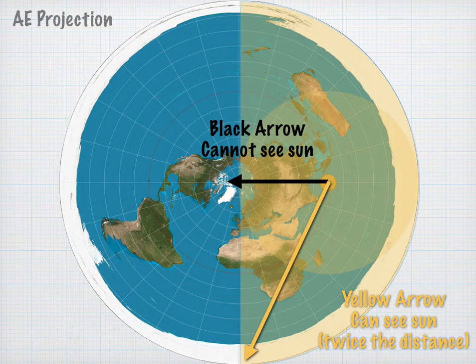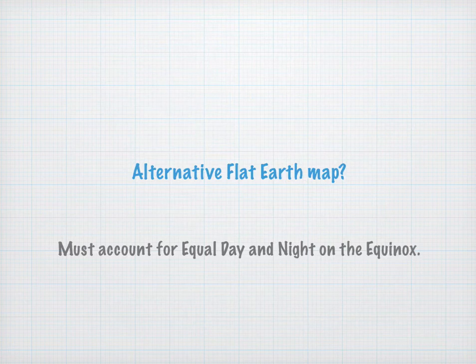Whereas the yellow region goes to the ice wall, the farthest southern region, they can see the sun. Because remember, if it's going to be 12 hours of night and 12 hours of day, or 12 hours of sun and 12 hours of no sun, we have to have a different illumination pattern. So if that illumination pattern doesn't make sense, maybe there has to be another flat Earth map. But this flat Earth map must account for equal day and equal night. When I say equal night, I mean sun versus no sun. Because as you recall, equinox means equal night in Latin.